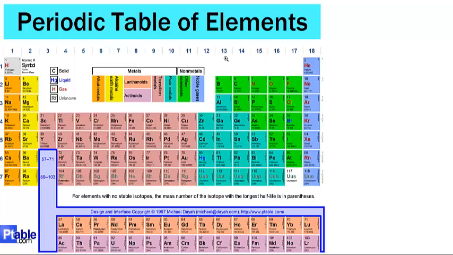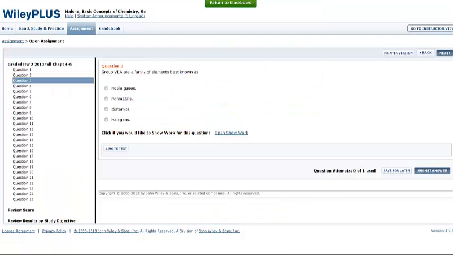And then to get the group number, you drop the 1. So this would be group 3 here, group 4, 5, and group 7. And their representative, that makes it a 7A. These are called the halogens.